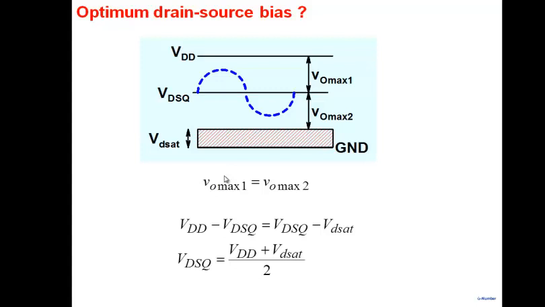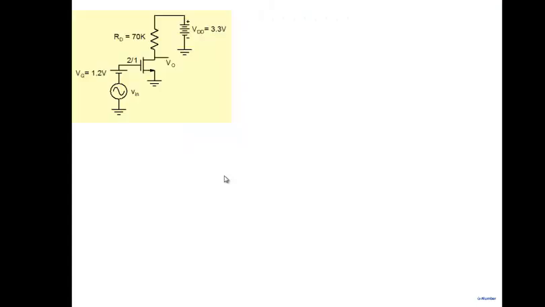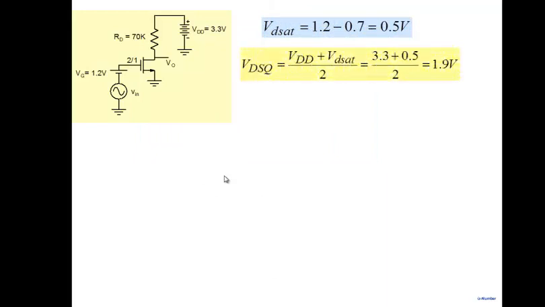People, if VDSAT is small, generally tend to bias it in the middle of the supply range. So if you neglect VDSAT, if you want to do a very simple calculation, then VDSQ is VDD by 2. So bias it in the middle. So if you have 3.3 volt, bias it somewhere close to 1.65. Okay. All right. So in this case, for the example that we are looking at, say this is 70K, VDSAT is 0.5. If you bias it at 1.2 volt, VDSAT is 1.2 minus 0.7, so it's 0.5.